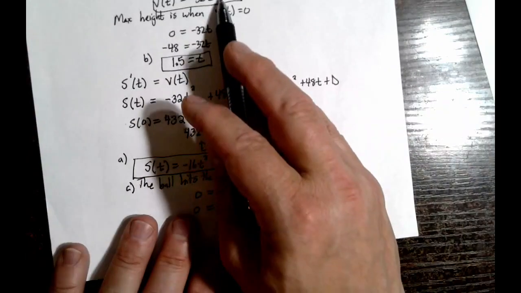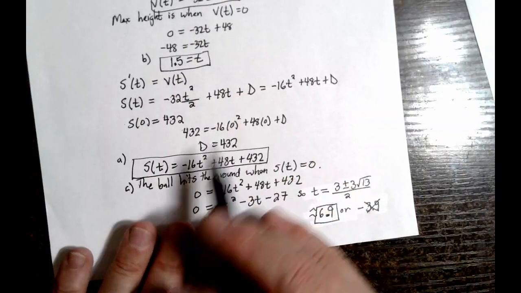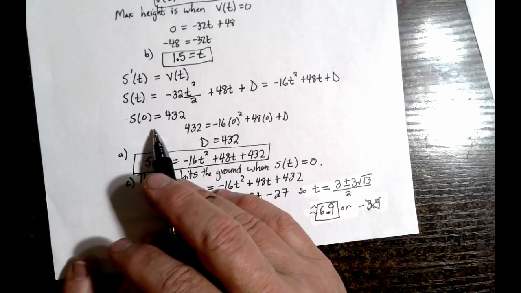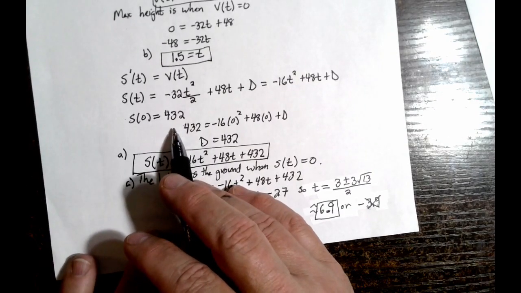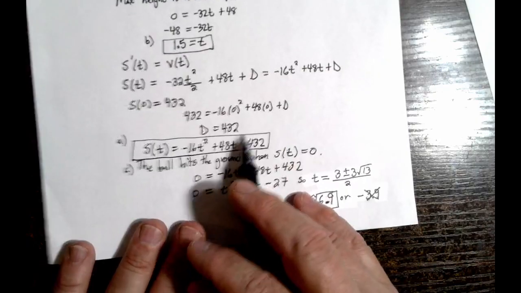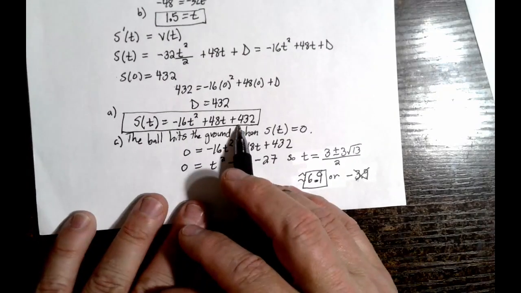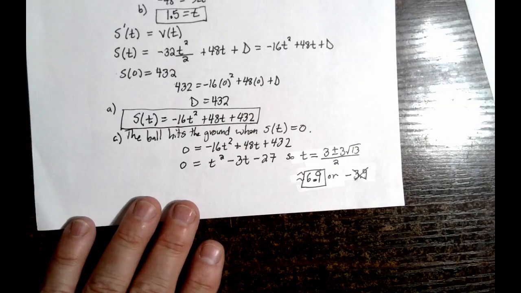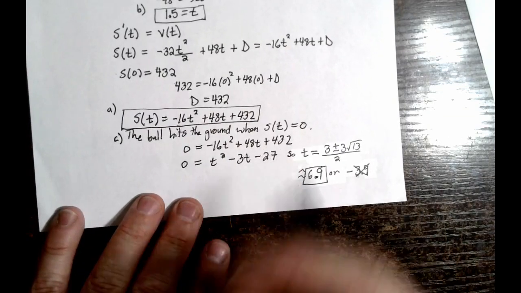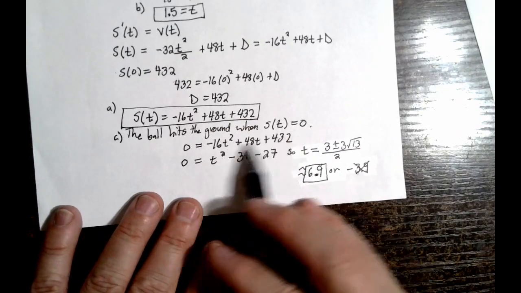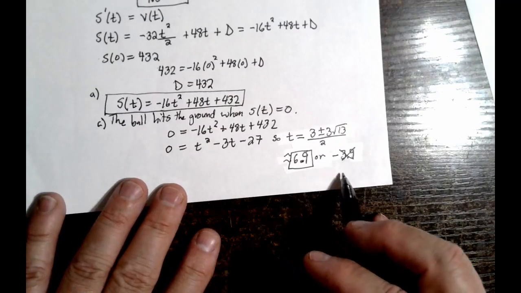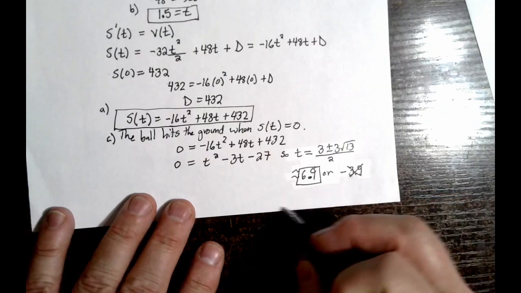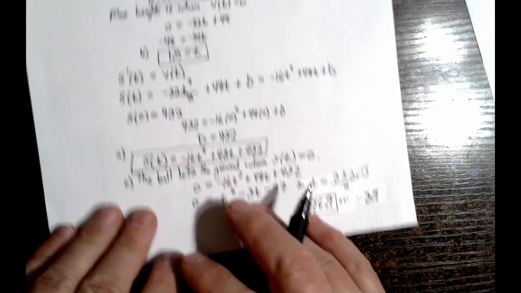You can also take the antiderivative of that and find the position function. You have to use the point where at time 0 you're 432 feet above the valley floor. That allows you to figure out what D is. And so now you've got the position function. Now they want to know when the ball hits the ground. That's when the position function, the height of the ball, equals 0. So you let this thing equal 0 and you get two answers. But negative 3.9 seconds makes no sense, so positive 6.9 seconds is the answer you want there.